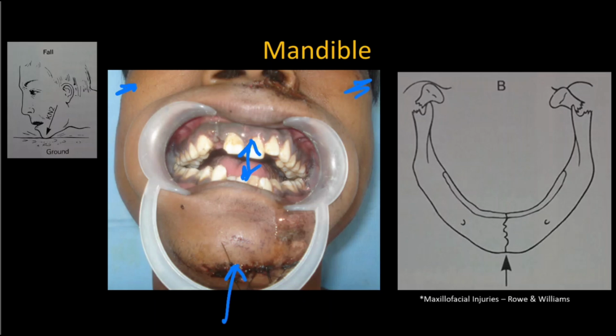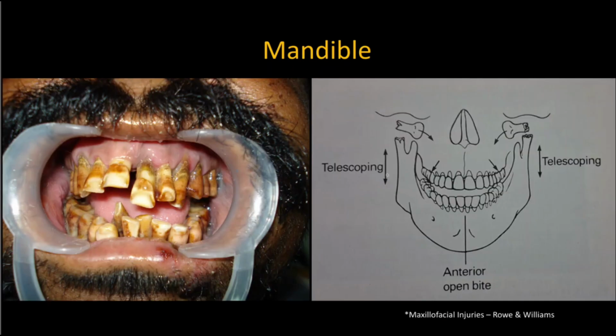How the injury happens and the mechanism is seen in the adjoining image. A similar type of injury showing the mechanism, it is showing the telescoping here. The telescoping leads to early posterior contact and anterior open bite.